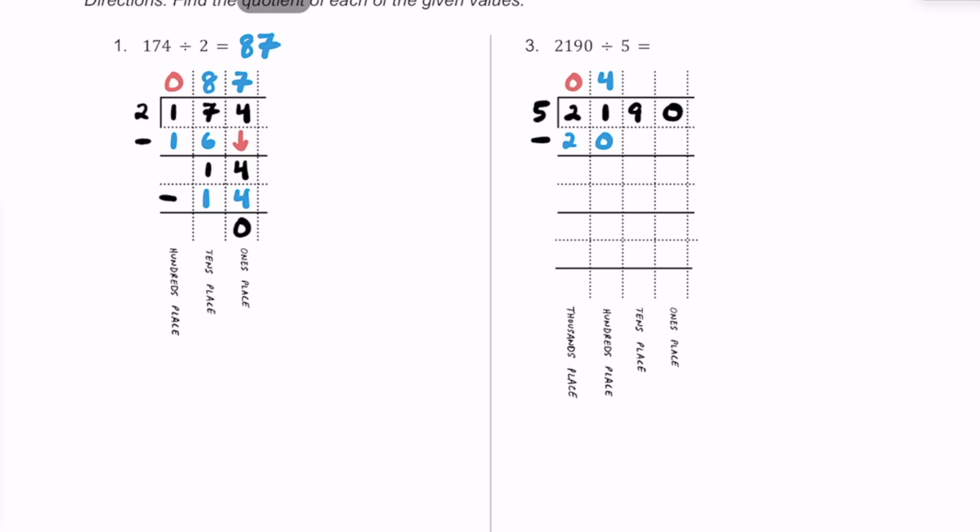1 minus 0 is going to be 1, and 2 minus 2 is 0. So as long as the remainder here is less than 5, which is 1, then we're good to go. Let's go ahead and bring down this 9 and just repeat the process. So now we have 19.